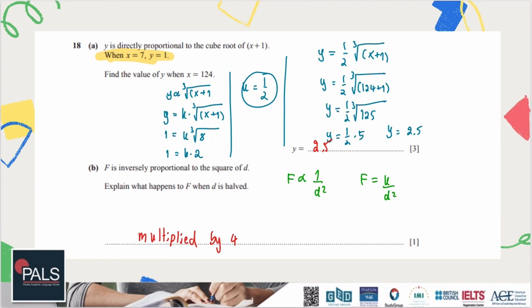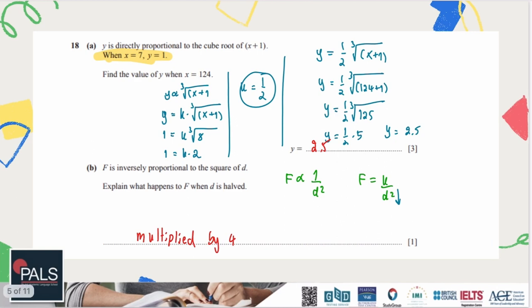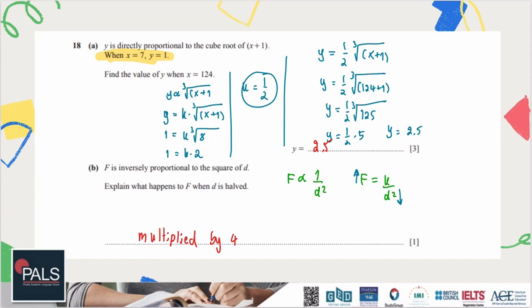What happens to f when d is a half? So you decrease d by 1/2, but this one is a square, right? f is inversely proportional. Inversely proportional means if one thing increases, the other one will decrease, right? So they said when d is a half, what happens with f? So f will double, right? And double means multiplying, but because this one is d squared, not just d. If it's just d, f will increase double, right? But this is d squared. That's why f will multiply by 4. It's 4 times.